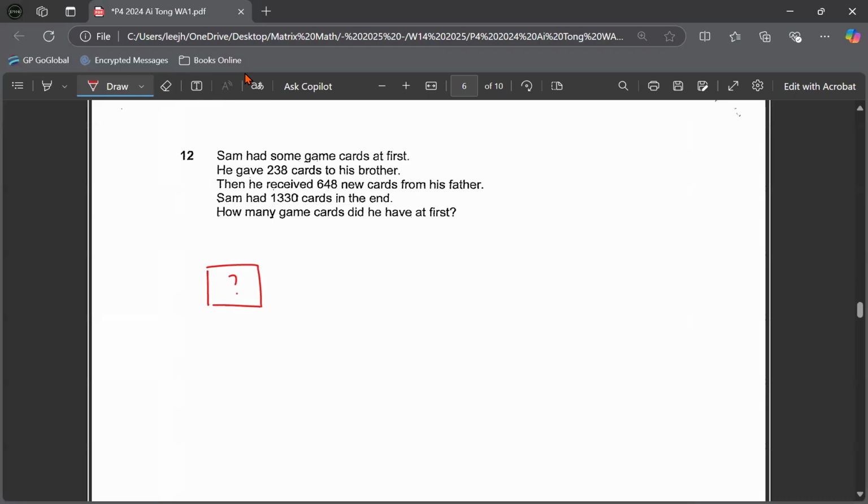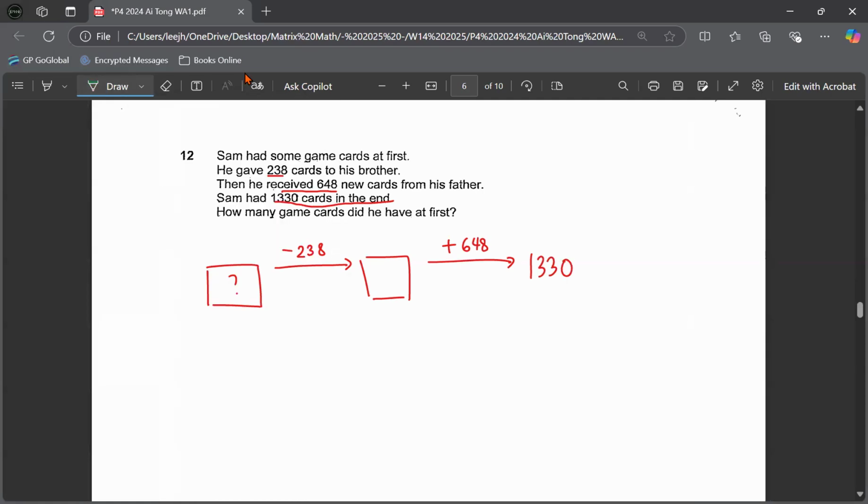Okay. He gave to the brother 238. So when you give, you minus 238. Then there'll be a certain number of cards here, right? But then you read on, it says he's going to receive 648 from the father. So when he receive, he plus 648. End of the day, 1330. So when you work backwards, you know that you need to take note of the symbol. So when you work backwards, the symbol changes. So from plus become minus.